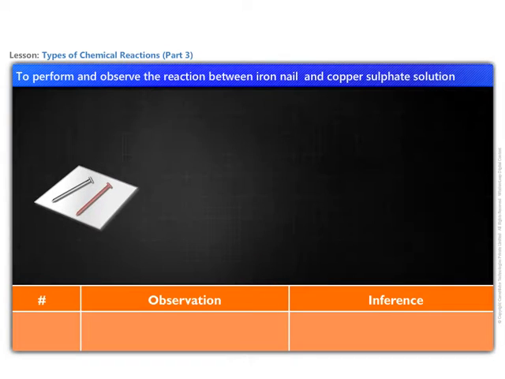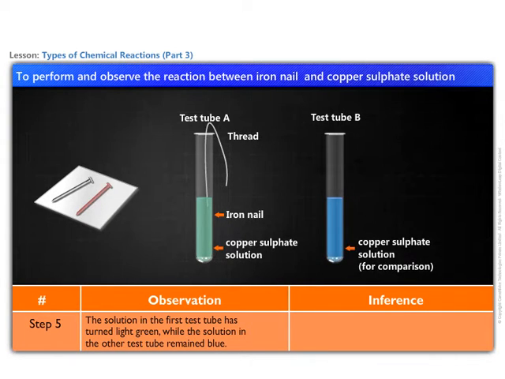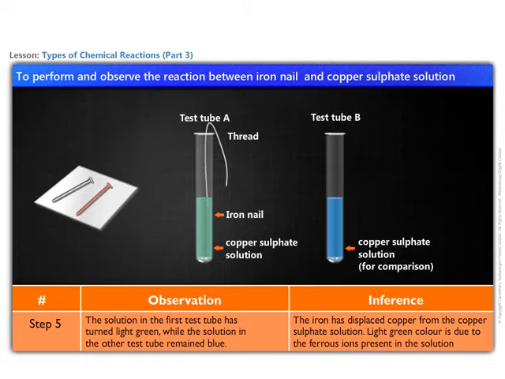What do you observe? The solution in the first test tube has turned light green, while the solution in the other test tube remained blue. What do you infer? The iron has displaced copper from the copper sulfate solution. Light green color is due to the ferrous ions present in the solution.